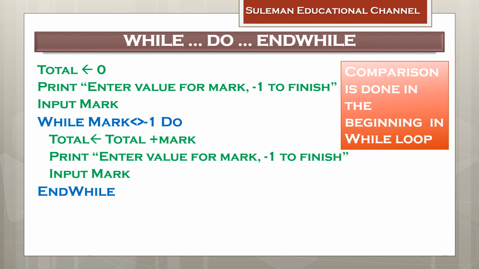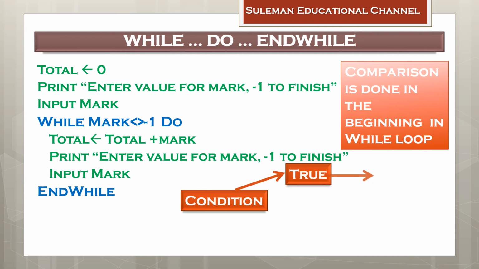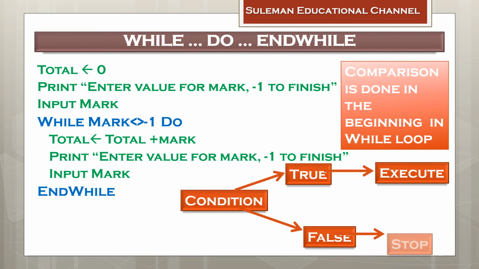In line 6, print enter value for mark -1 to finish. Here the message enter value for mark -1 to finish is displayed for the user. It is inside the loop. Line 7, input mark. Here data entry is done and the value is stored in the variable mark. The last line, end while, shows that we move to the line inside the while loop, that is line number 5. Keep in mind that while loop works when the condition is true and exits when the condition is false.